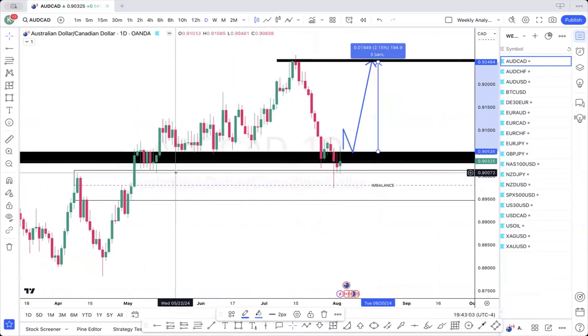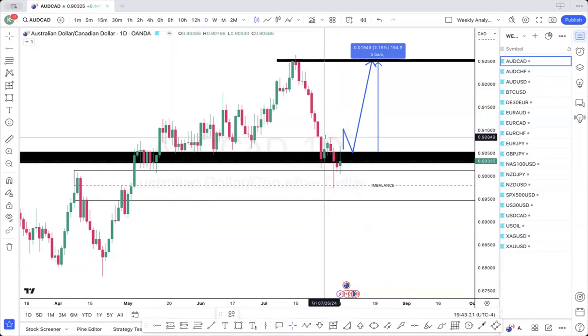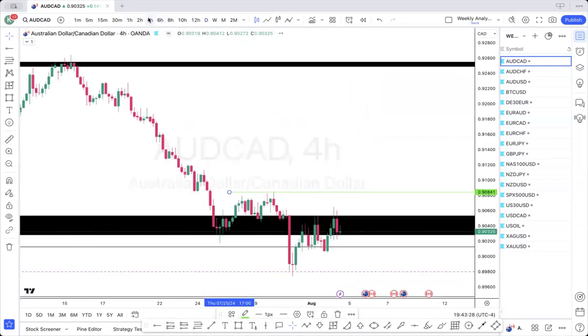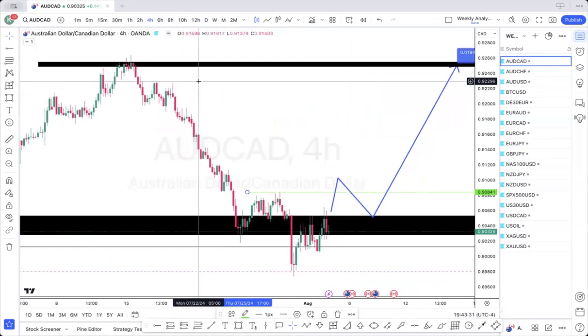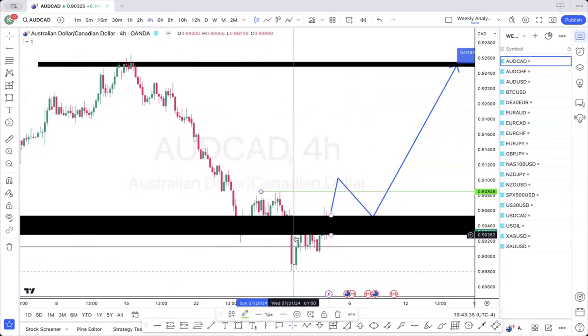Price swept this low, filled this imbalance based on the daily, and gave a daily bullish order block for the possible buy. Again, price needs to break this high. And let's see if we can find a 4 or 1 hour structure, which is pretty much the same.